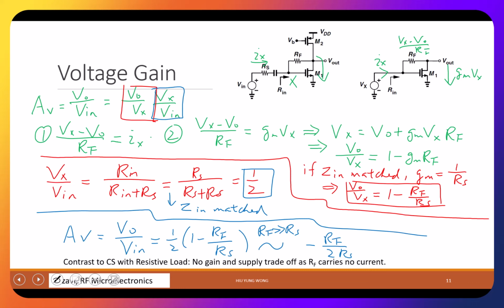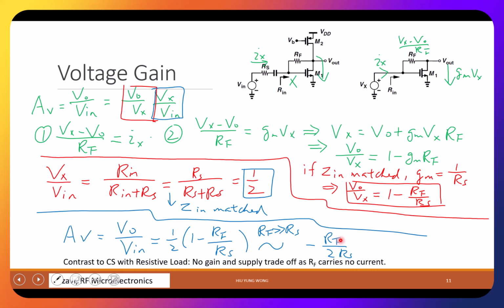Okay? How can you make the gain large? How can you make this large? Make RF large. RS smaller is good, but probably you have no control because that is the system given by your boss. We need to fulfill certain requirements to interact with our customer's chip. 50 ohm. Make RF very large.